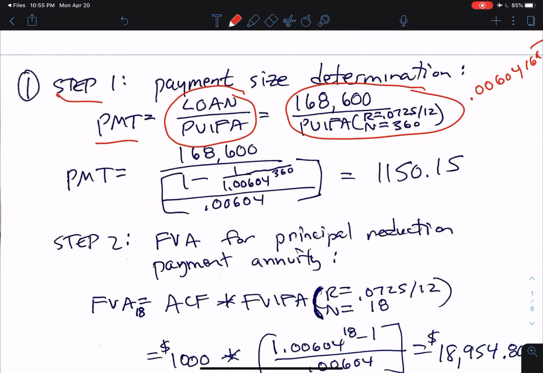Anyhow, N is 360, a 30-year mortgage with monthly payments. Okay, and so that's the formula. And then right here, I put in the numbers: 168.6 divided by the actual PVIFA formula. You can see that there, if that's familiar, and we get a familiar number, 1150.15. I mean, we've worked with this before. Okay, so that's step 1, kind of easy.